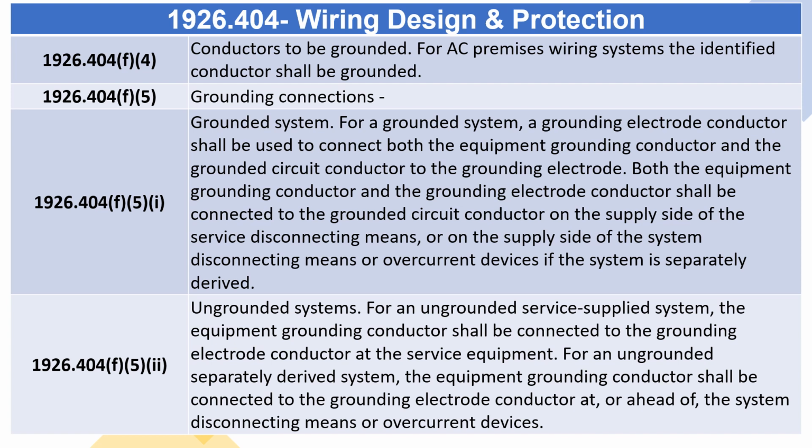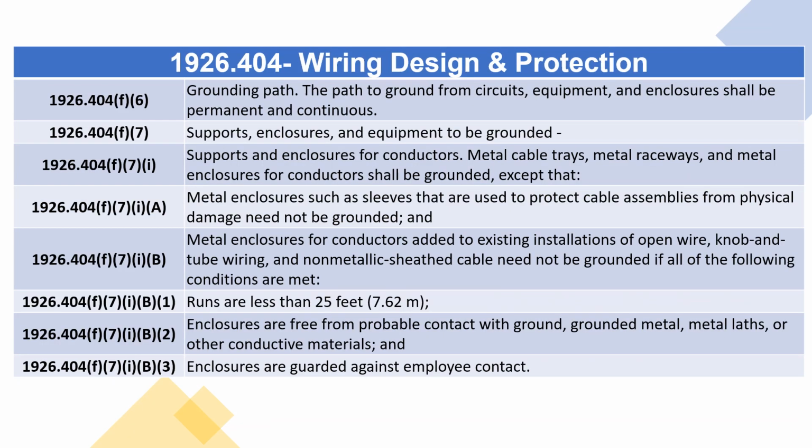1926.404 F5 Ungrounded systems. For an ungrounded service-supplied system, the equipment grounding conductor shall be connected to the grounding electrode conductor at the service equipment. For an ungrounded, separately derived system, the equipment grounding conductor shall be connected to the grounding electrode conductor at, or ahead of, the system disconnecting means or overcurrent devices. 1926.404 F6 Grounding path. The path to ground from circuits, equipment, and enclosures shall be permanent and continuous.